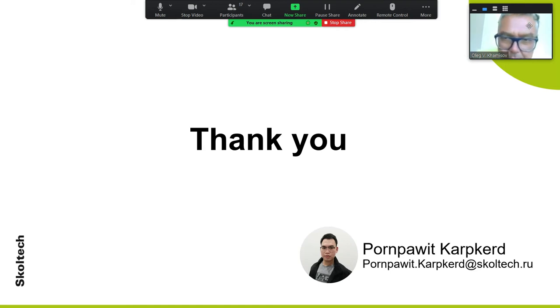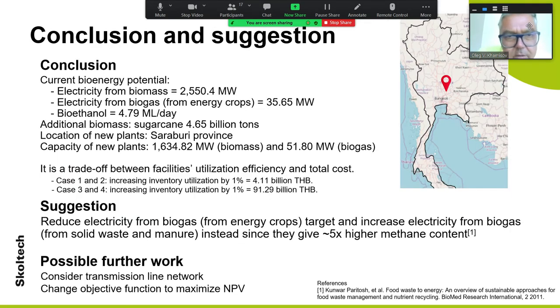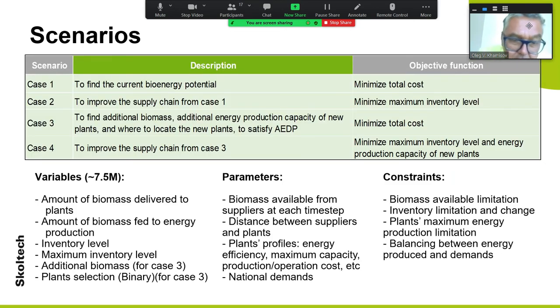Maybe then I will ask at least one question. You mentioned some mathematical programming approaches. That means that you use, for example, a linear programming technique or a convex programming technique. Which one exactly did you use during your investigation?